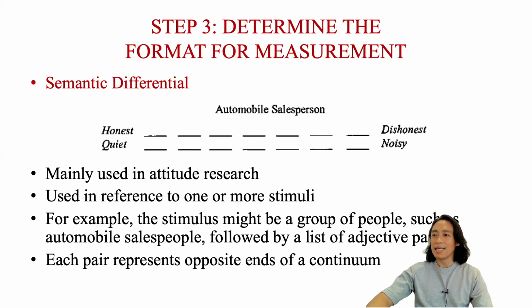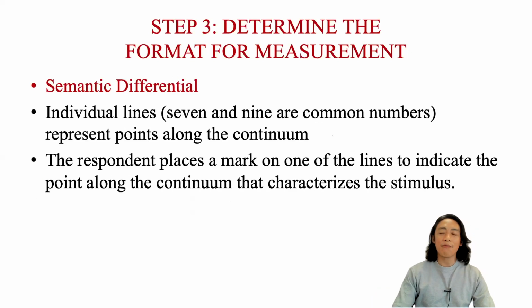So that is something that you have to pay attention to. Make sure that the words here represent the opposite ends of a continuum. The individual lines that we're seeing here, 7 or 9, are common numbers that represent the points along the continuum. And the task of the respondent is to place a mark on one of the lines to indicate the point along the continuum that he thinks characterizes the stimulus.